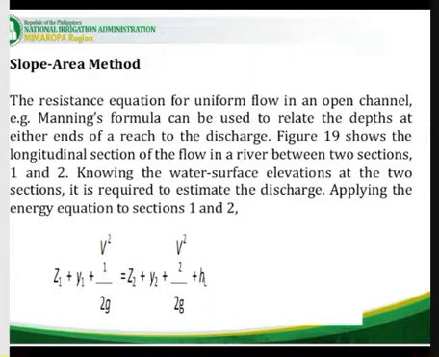Applying the energy equation to sections 1 and 2: Z1 plus Y1 plus V1 squared over 2g equals Z2 plus Y2 plus V2 squared over 2g plus HL.